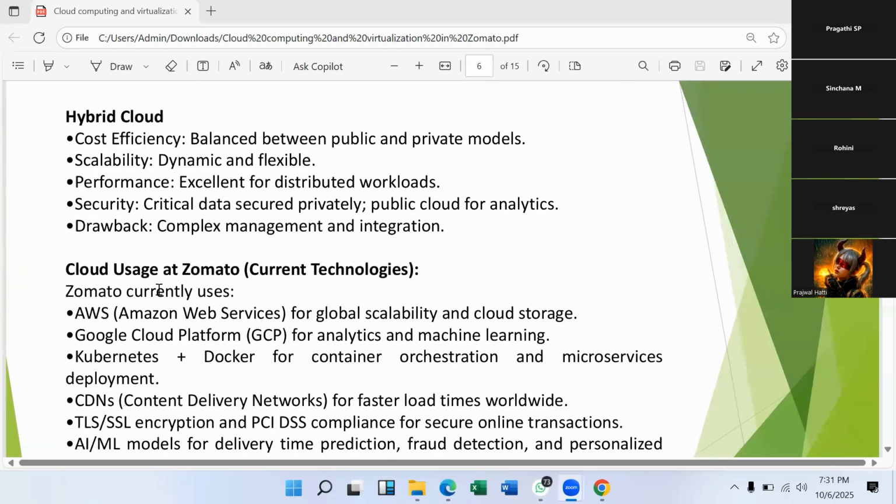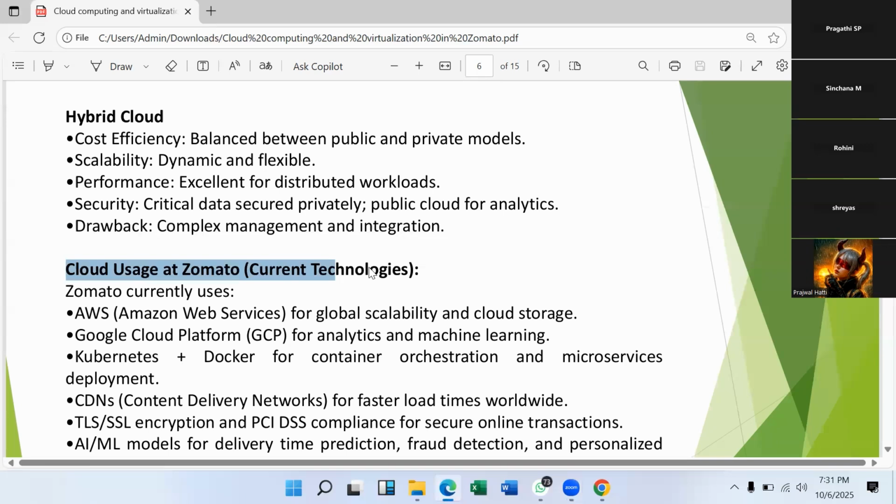Next, hybrid cloud. The hybrid cloud combines both public and private models. It is cost efficient and offers flexibility, allowing Zomato to use the private infrastructure for critical data while relying on public cloud services for analytics or large-scale workloads. This approach gives excellent performance for distributed operations. However, the drawback is that managing and integrating both systems can be complex.